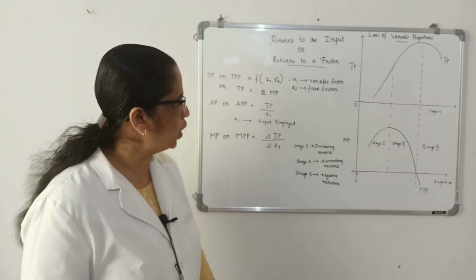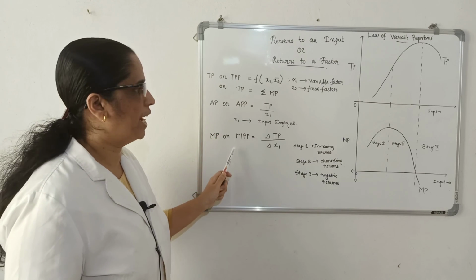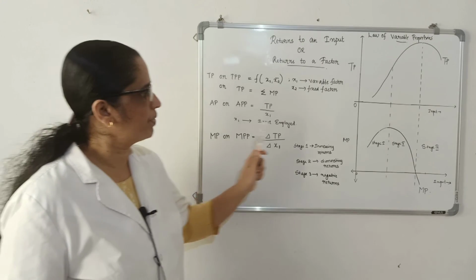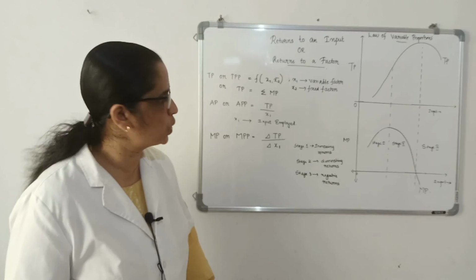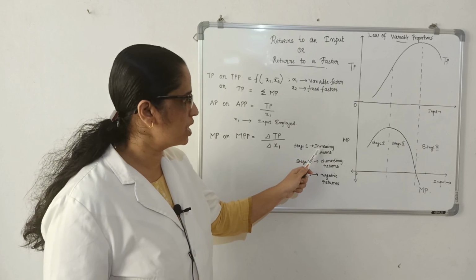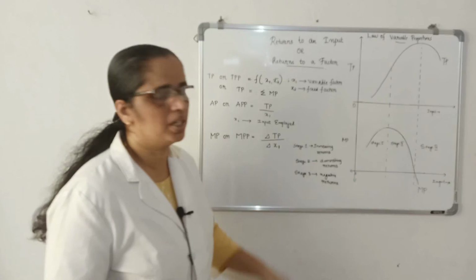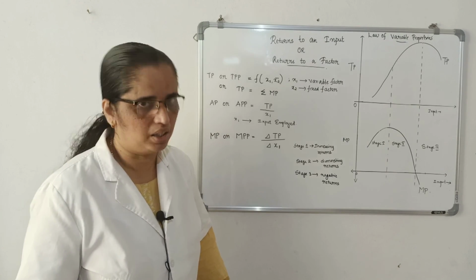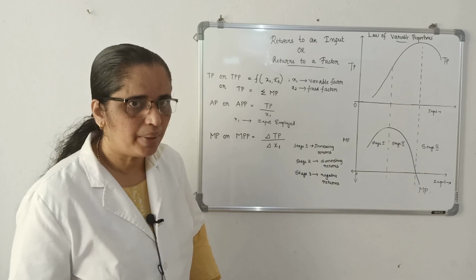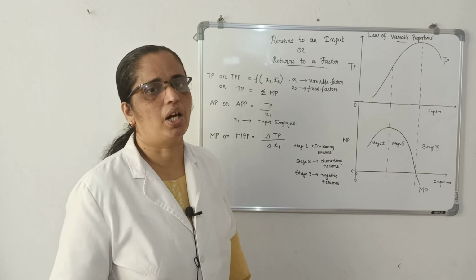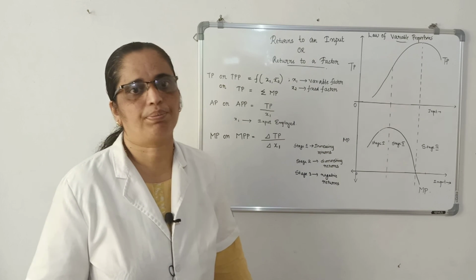Okay? So, total returns, average returns and marginal returns. Marginal returns, if you observe 3 phases: increasing returns or increasing marginal returns, diminishing returns or diminishing marginal returns, and negative returns. Okay? And this is known as the law of variable proportions or the laws of returns.